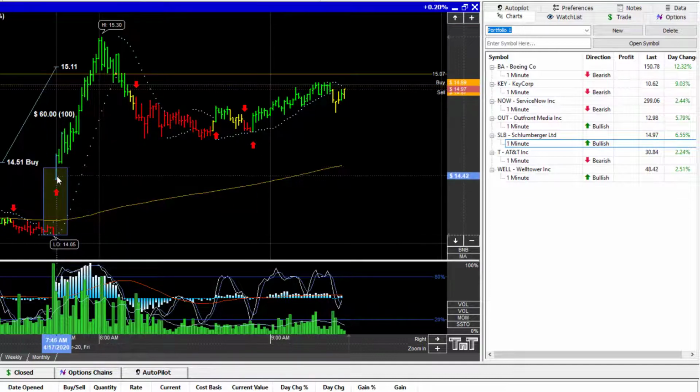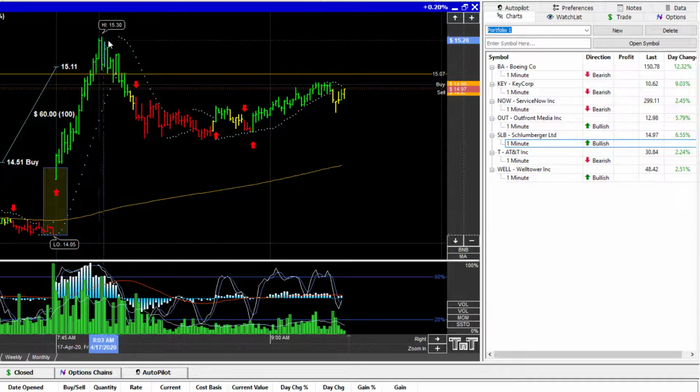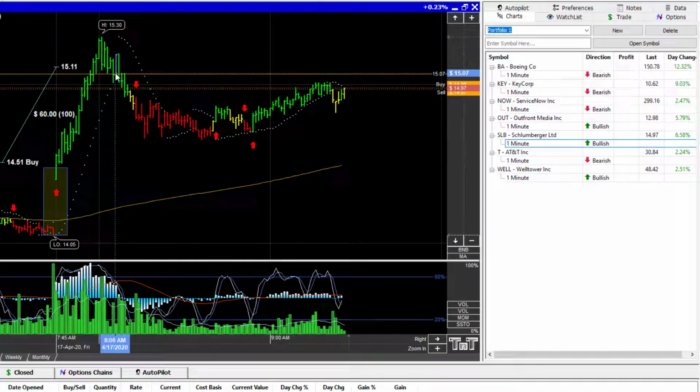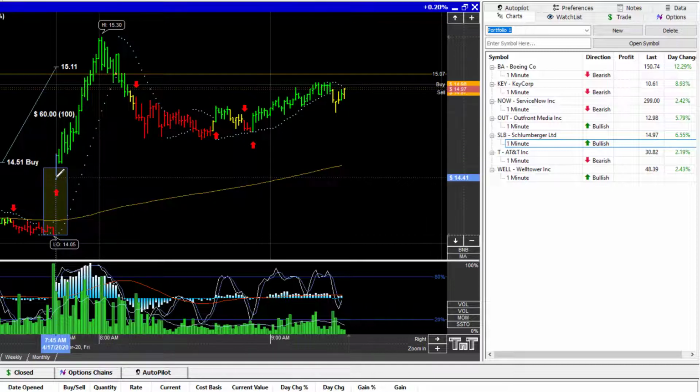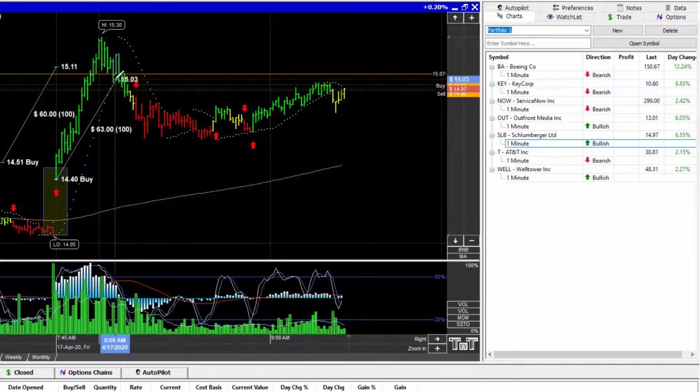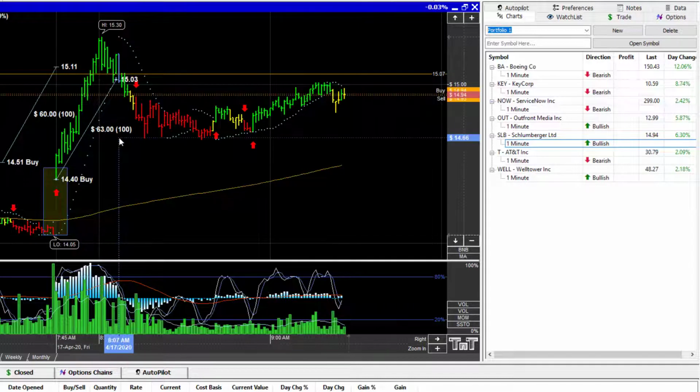So you get in on the open of the gap and go, up it goes, come right back down, get out right there. That's a quick scalp. That's what a lot of scalpers and day traders like to do. They like to do the gap and go, and they'll come in there, and that's 100 shares at $63. If you'd have bought 1,000 shares at $63, that's a real popular strategy.